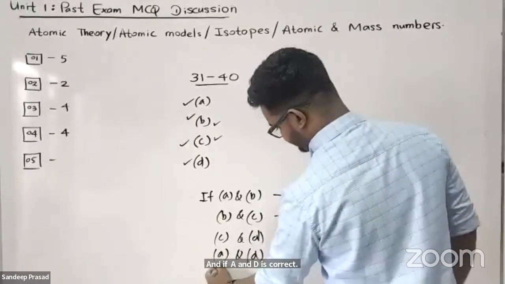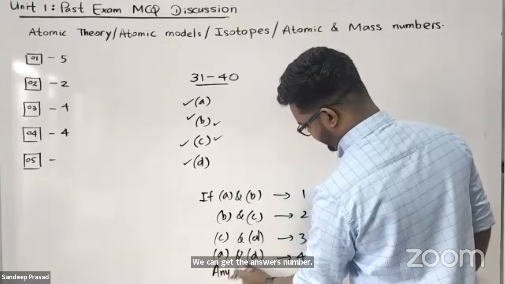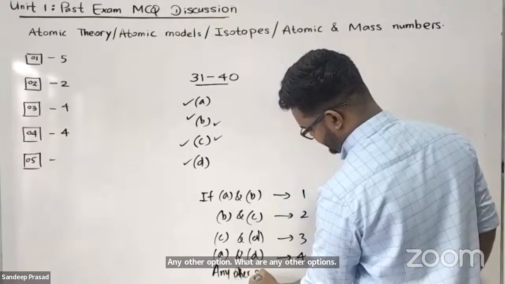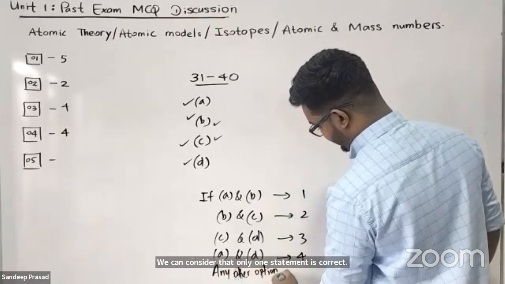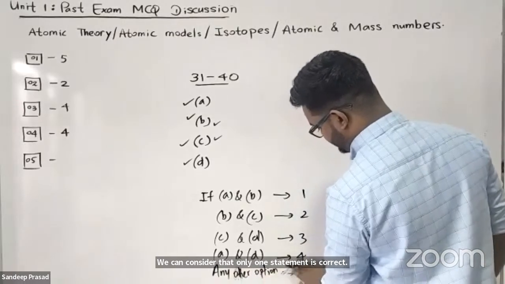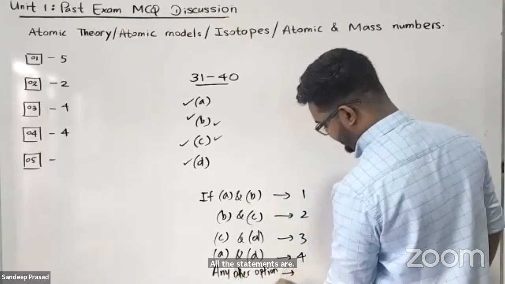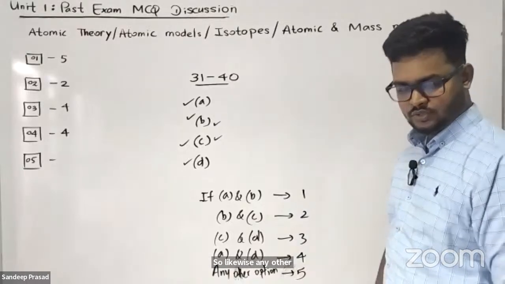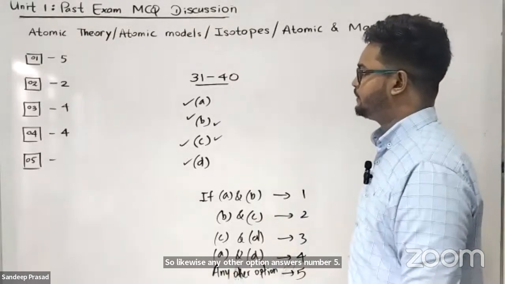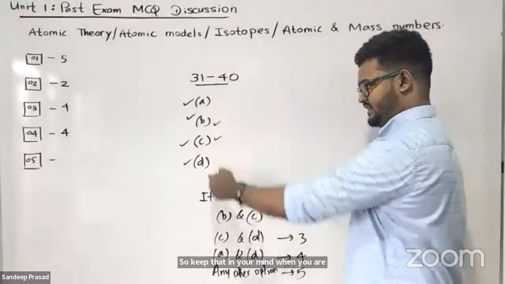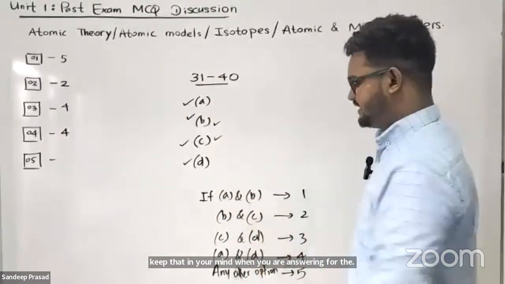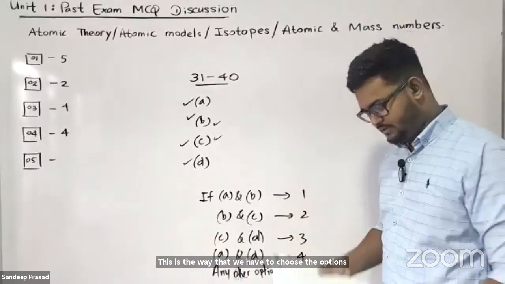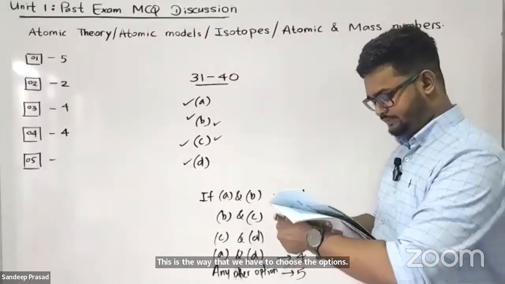For any other option, what are the other options? We can consider that only one statement is correct, or all the statements are correct, or all the statements are wrong, or A and C are correct, or B and D are correct. Likewise, for any other option, the answer is number 5. So keep that in your mind when you're answering questions with statements A, B, C, D. This is the way we choose among the 5 options they have given. Okay, now let's go to the question.